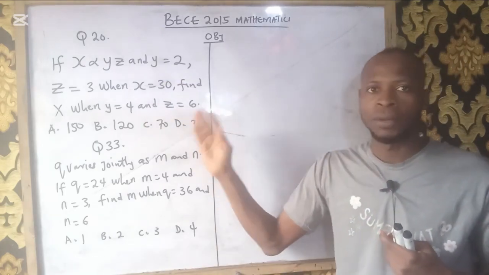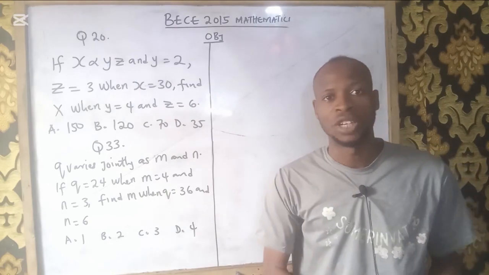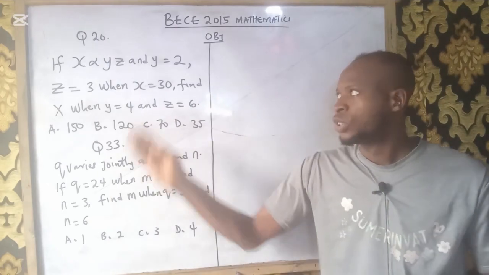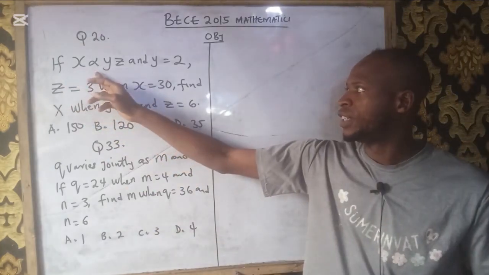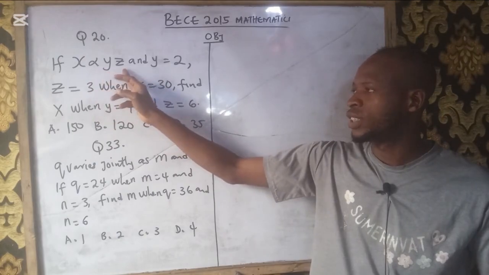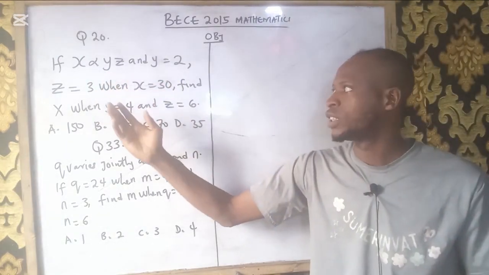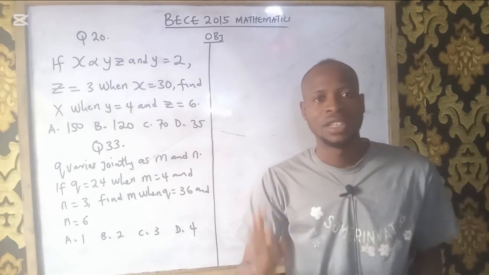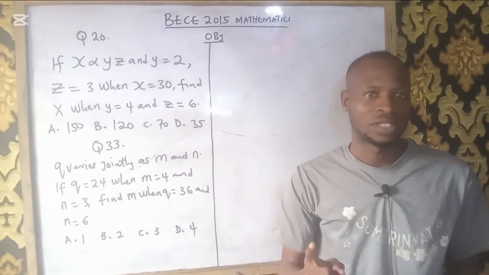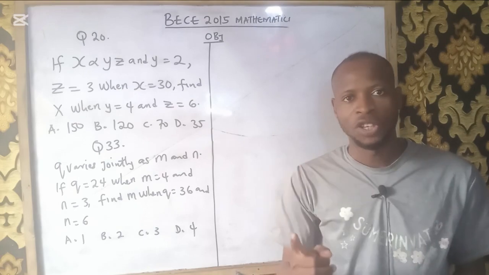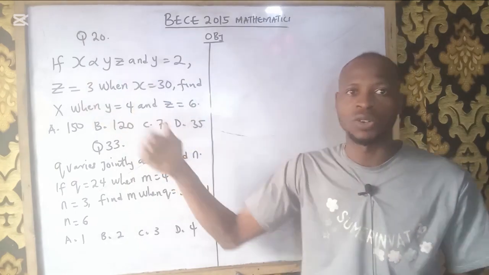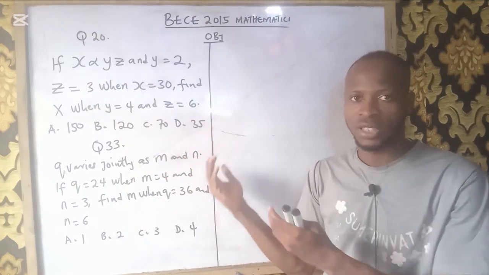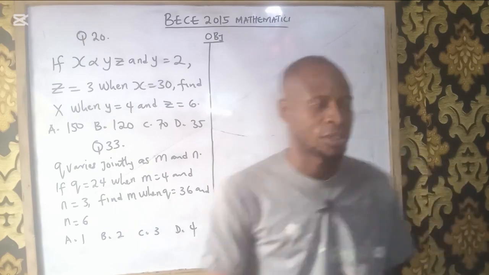And these two problems are strictly from a topic known as variation. So let's start with the first one, question 20. If x varies jointly as yz, why did I call it jointly as yz? A joint variation has three variables and just a constant. So what we have here is three variables. That's why I call it jointly varies as yz. So let's solve the two problems now.